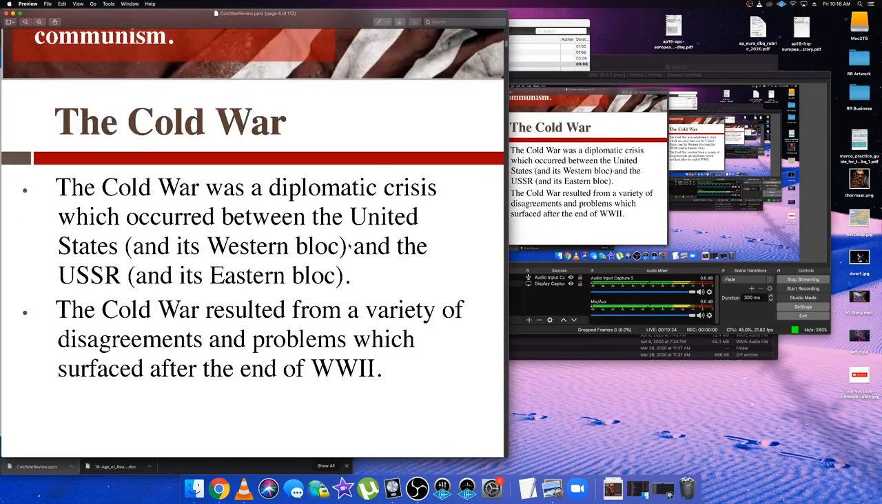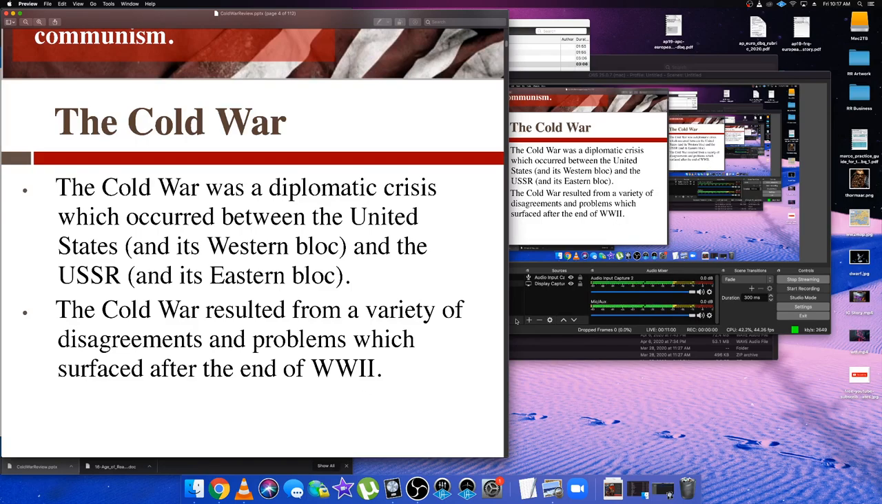So the Cold War was a diplomatic crisis. It's not an actual physical war where the United States and Soviet Union sent troops to invade each other's nations, fortunately, because we're now in a nuclear era. It dang near came close a couple of times to resulting in all-out nuclear conflict between the United States and the Soviet Union, and we could be living in a really bizarre alternate reality had that actually happened in the 60s, 20 years before I was even born.